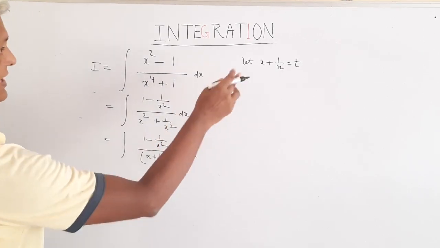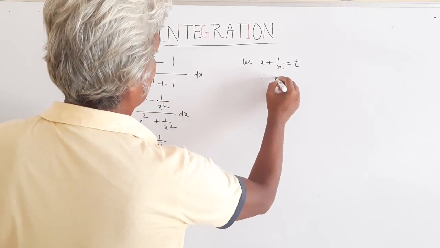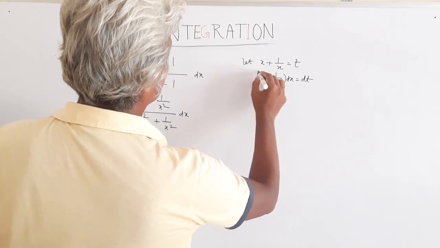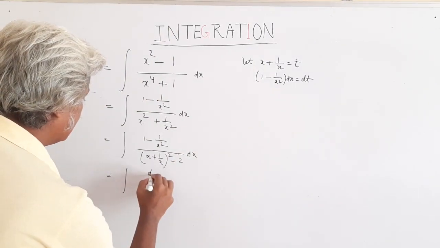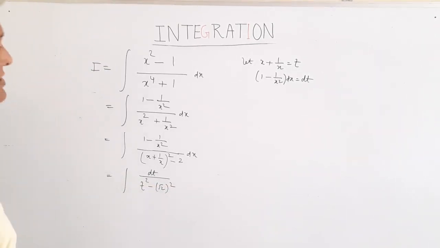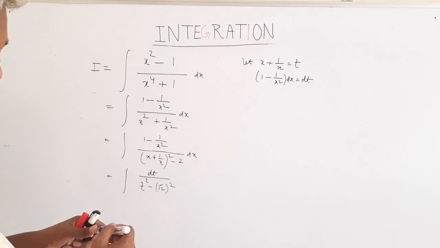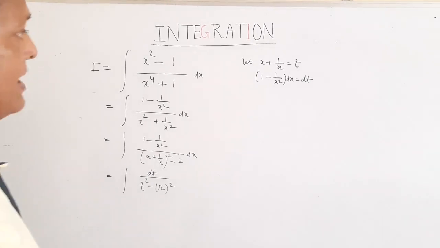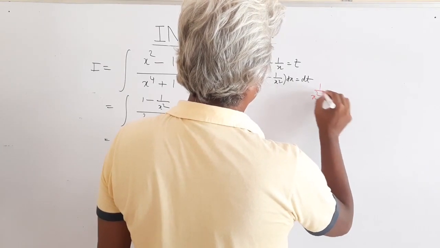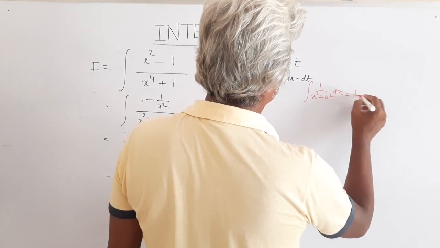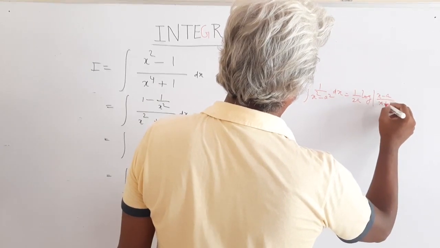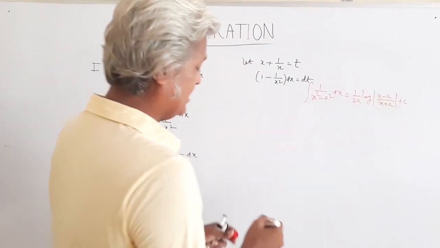Under the light of this substitution, this becomes (1 minus 1 over x square) dx, and that is dt. So here I'll write this as dt over t square minus 2, which can be written as t square minus root 2 square. This is going into the form of 1 over x square minus a square, and the integration of 1 over x square minus a square dx gives you 1 over 2a log mod (x minus a) upon (x plus a) plus c.